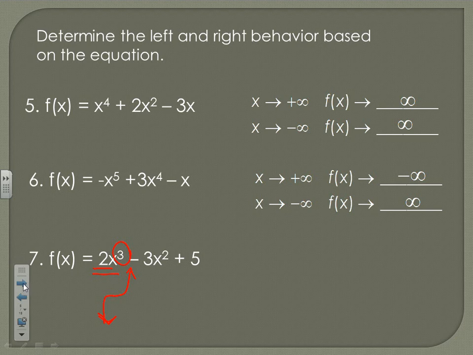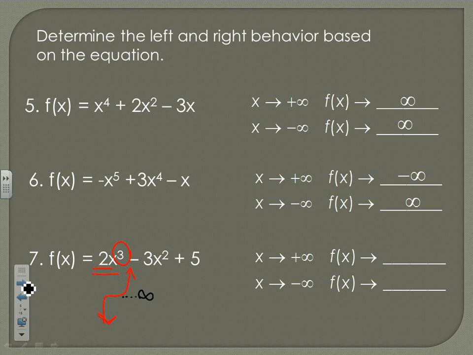So as I go out to the right, my arrow is going straight up in the air. It's approaching positive infinity. But as I go down to the left, it's actually approaching negative infinity because it's falling down.